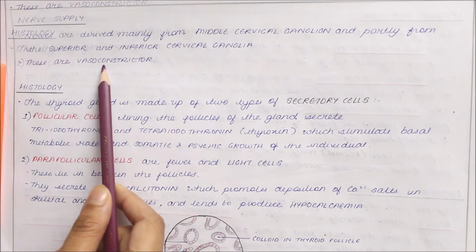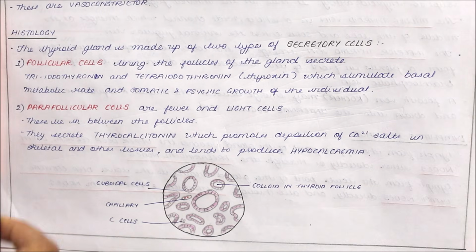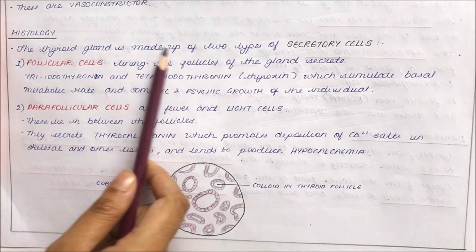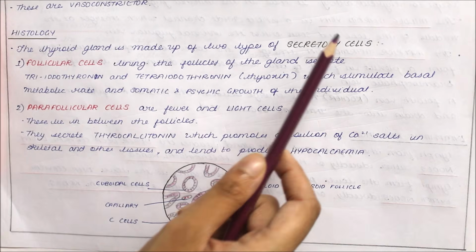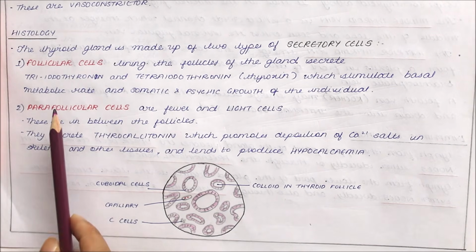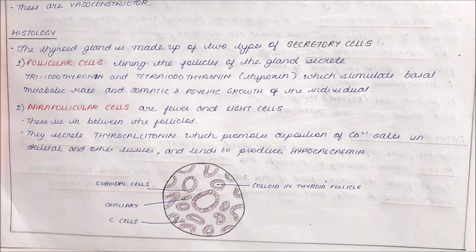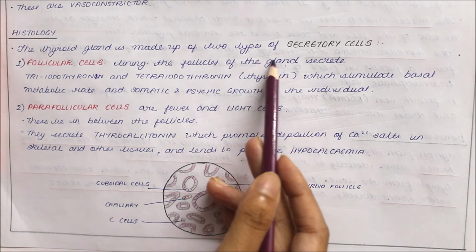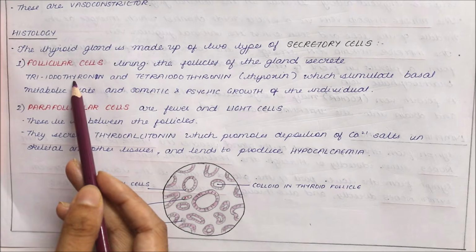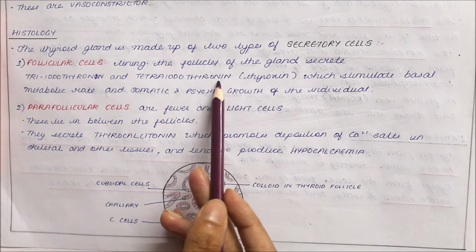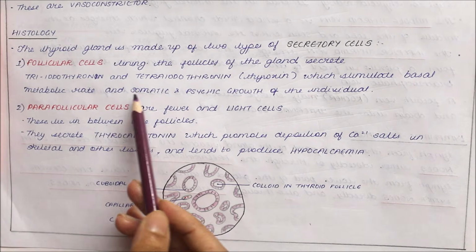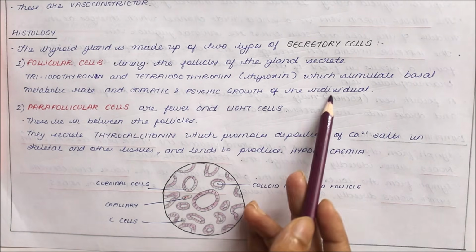These are vasoconstrictors. Next, looking at the histology, the thyroid gland is made up of 2 types of secretory cells. First is the follicular cells and second is the parafollicular cells. The follicular cells are the ones lining the follicles of the gland and secrete triiodothyronine and tetraiodothyronine, that is thyroxine, which stimulates the basal metabolic rate and somatic and psychic growth of the individual.